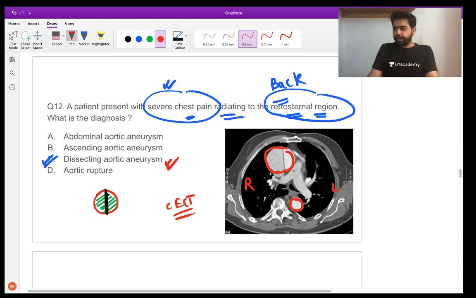So what I'm trying to tell you is, this is a dissecting aortic aneurysm involving the ascending aorta. Can you tell me whether it is DeBakey's type 1 or 2? Okay, so it is what? DeBakey classification, what is it? 1, 2 or 3?